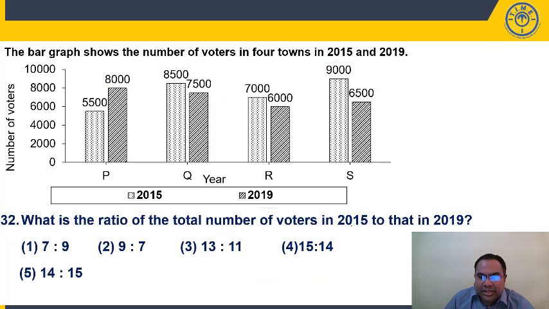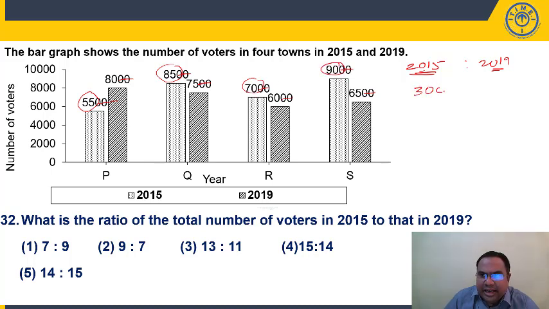Question number 32. Ratio of total number of voters in 2015 to that of 2019. When you are finding the ratio, the last two digits are zeros anyway, and in a ratio they will get cancelled. Ignore the last two digits. We want the total number of voters in 2015 to 2019. Now here, let's say 55, 85.